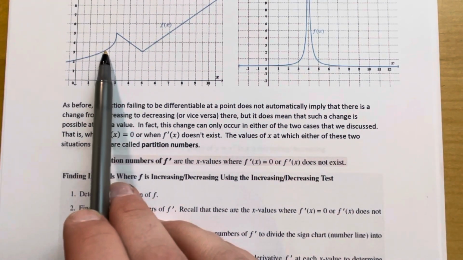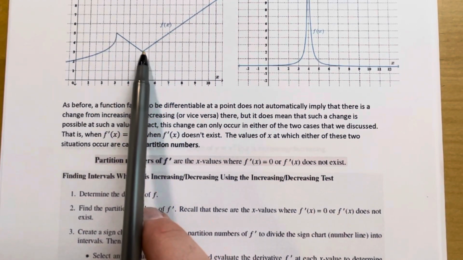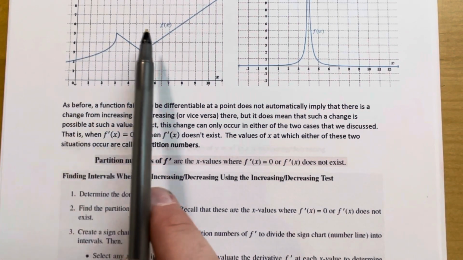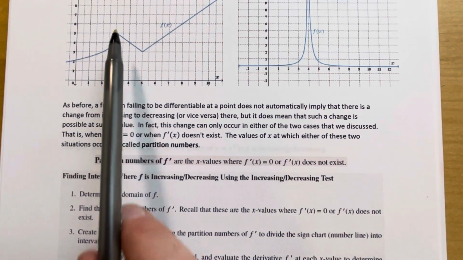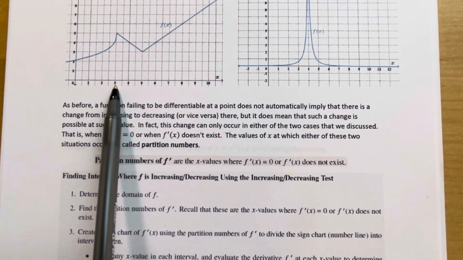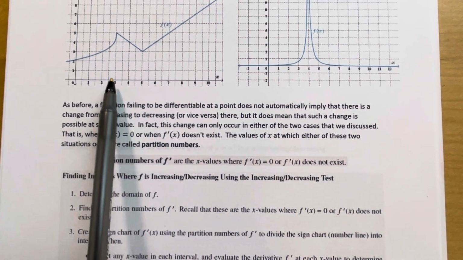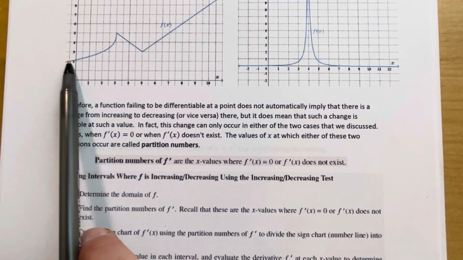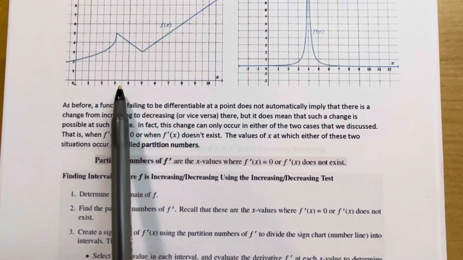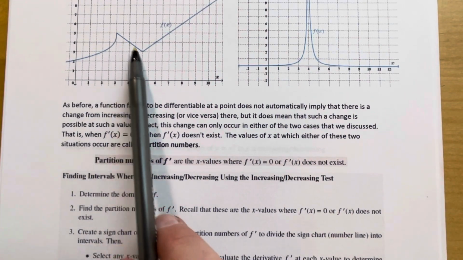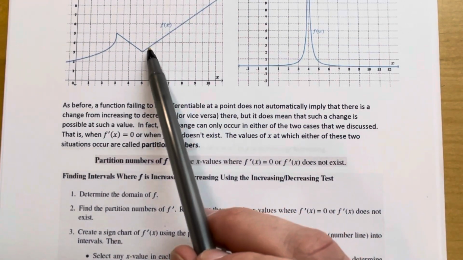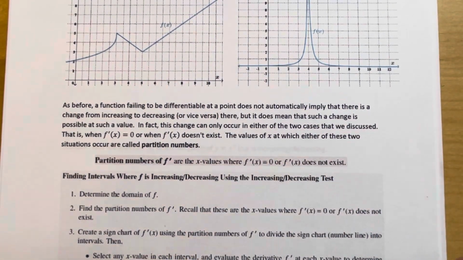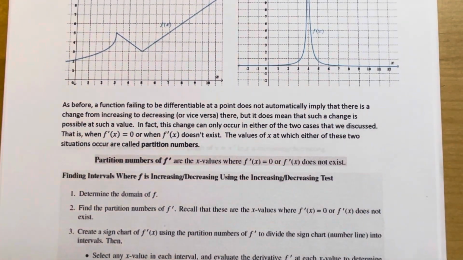Looking here, this graph had two places where the function failed to be differentiable. I don't see anywhere where I would assume a horizontal tangent is. So those are the two partition numbers, x equals 3 and x equals 5. That's where those both occur. On the interval from negative infinity all the way up to 3, it looks like the function is increasing that whole time. Then on the interval from 3 to 5, it's decreasing. And then from 5 to infinity, it goes back to increasing again. So the job of these partition numbers is to break up the number line, or the x-axis, into intervals on which the graph is either only increasing or decreasing.